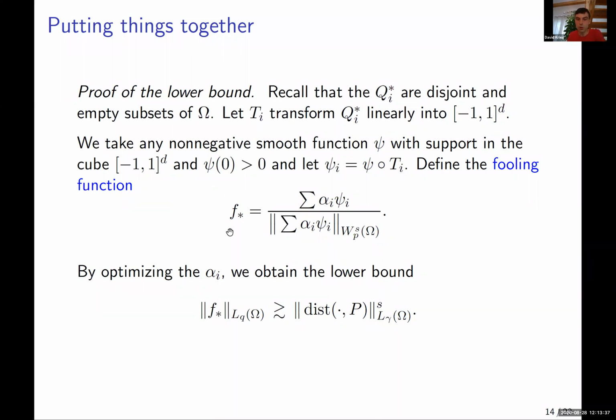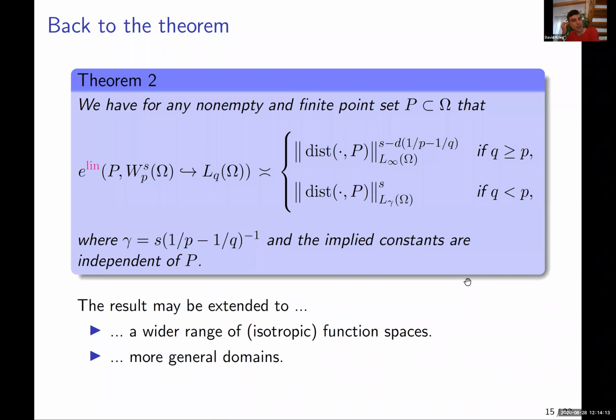And so the L_q norm of the function is a lower bound for the minimal worst case error. And now if I optimize the values of the alpha_i, which I don't do here, so the heights of the bumps, then I actually get the desired lower bound. So the optimal alpha_i will be like the radius of the cube to some power. And that's actually the full proof. So in case you went to sleep while I talked about the proof, you can come back now.